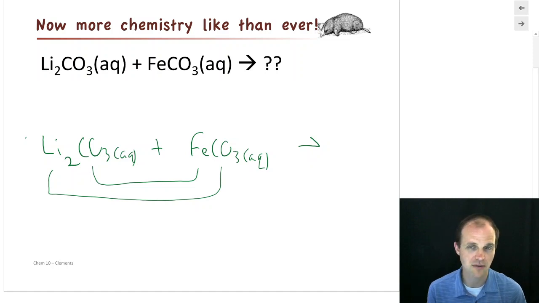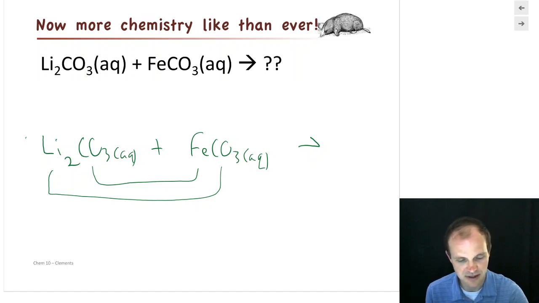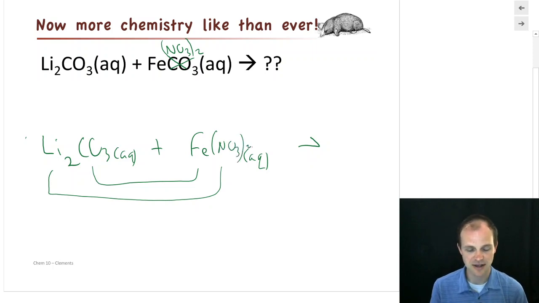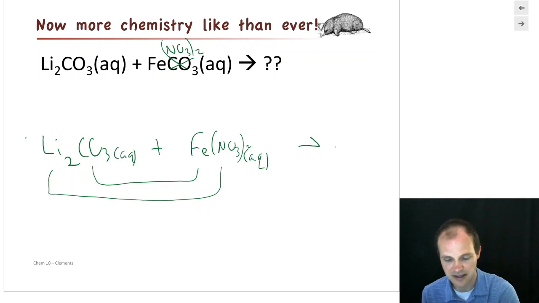Now, I have a problem here. I realize this was supposed to be iron 2 nitrate, not iron carbonate. I apologize. Iron 2 nitrate. So iron 2 nitrate there. Do my inner outer. I'm going to combine my lithium with my nitrate.